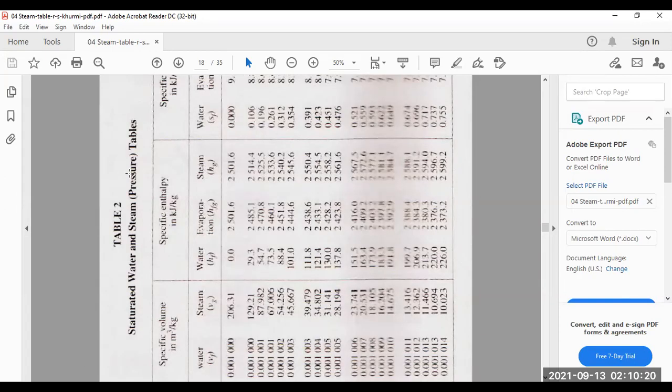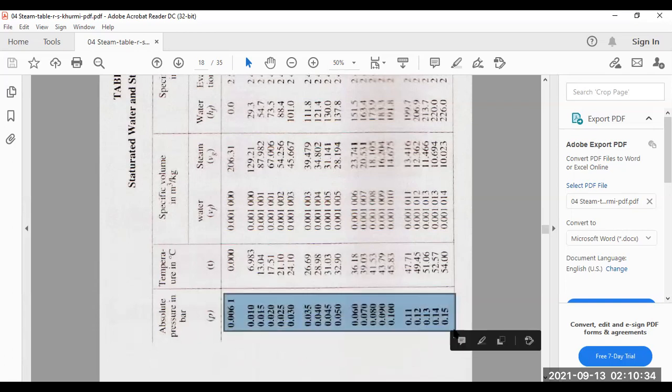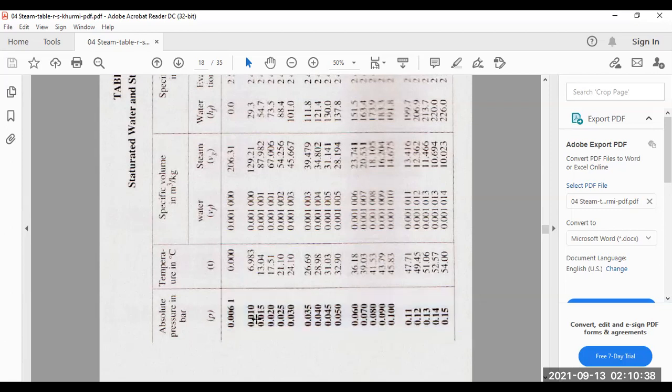Why are we following pressure tables? Because in the question paper, the boiler pressure and condenser pressure have been given. Now, what is the boiler pressure they have given? 60 bar. So here we will see where 60 bar is. This left side column indicates the pressure, absolute pressure. What is the pressure in the question? 60 bar. So we have to find out where 60 is.